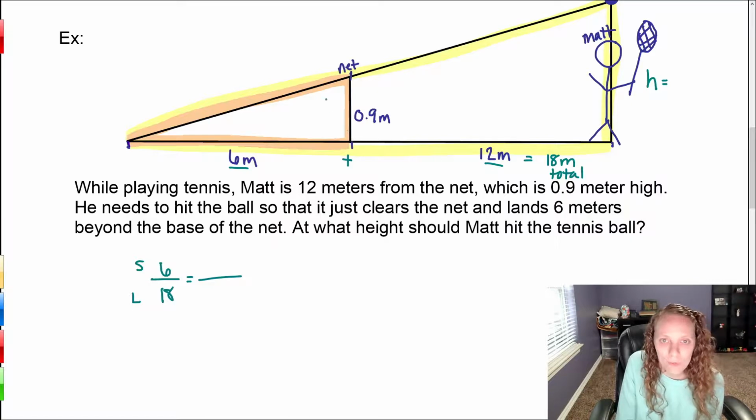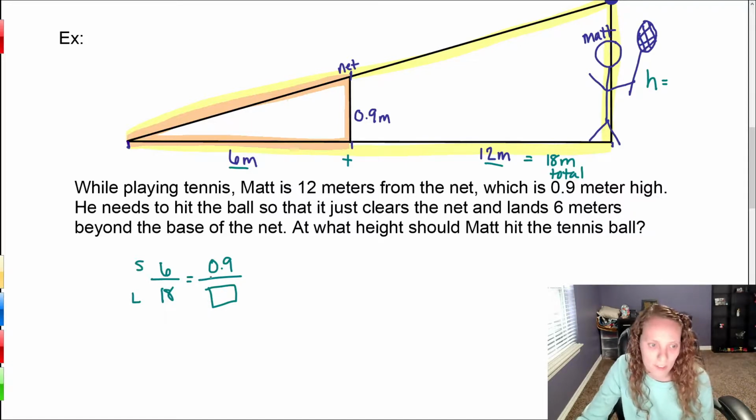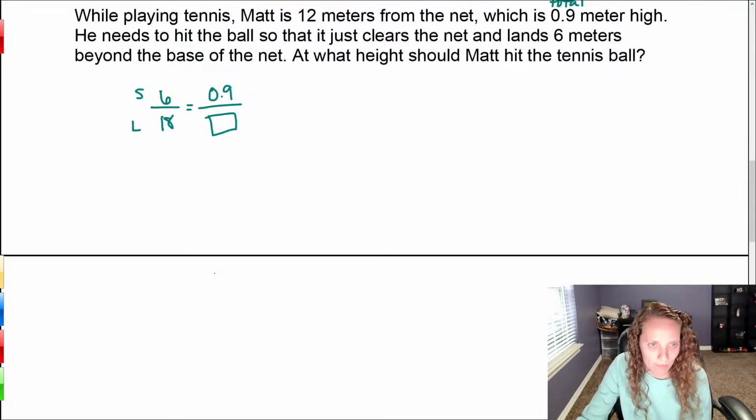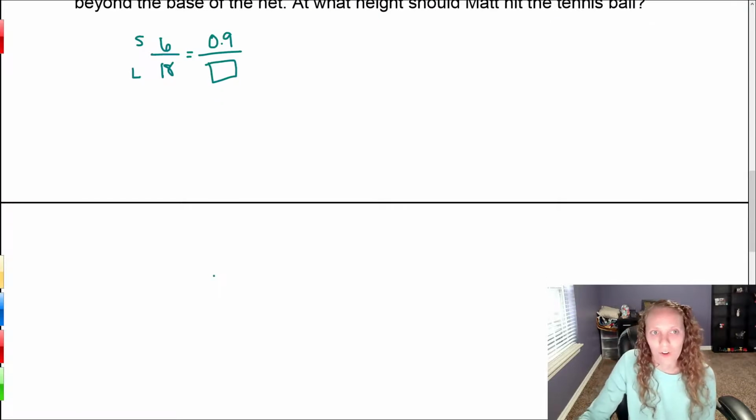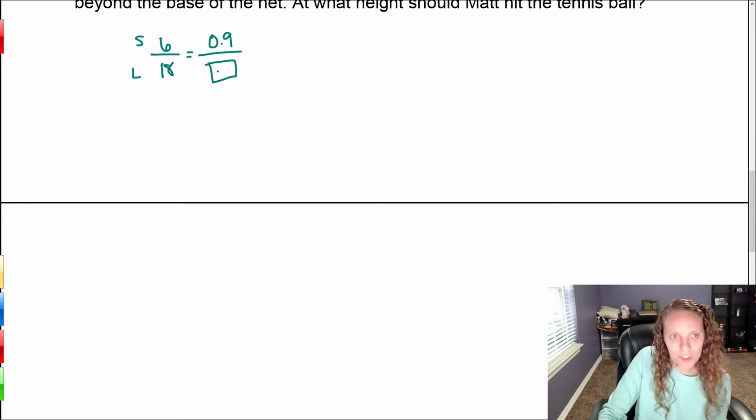And then from the smaller shape, again, the orange triangle, we're going to use this 0.9. And then we're going to leave this one blank because, again, we're trying to figure out how high up the ball should be thrown. Alright, our goal here is to solve for the proportion, this missing number. So we're going to crisscross multiply. So we're going to do 18 times 0.9. And then take that answer and divide it by 6.